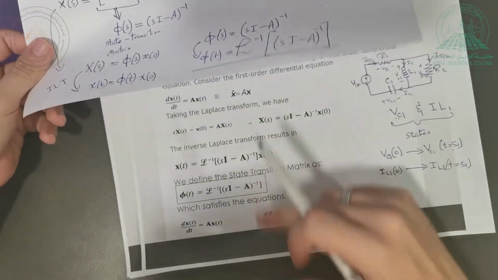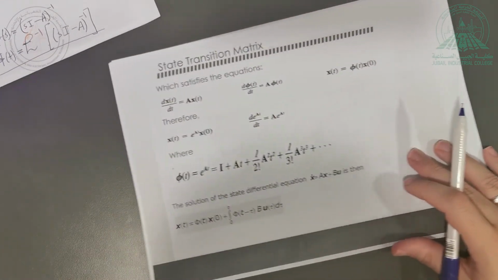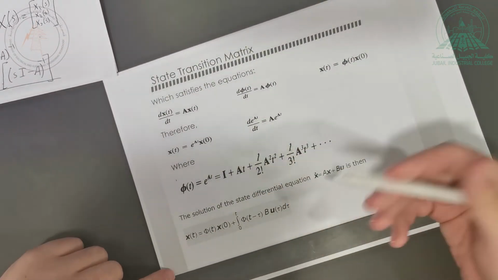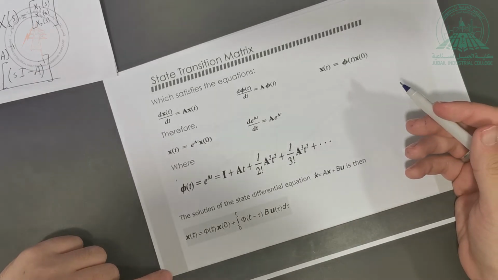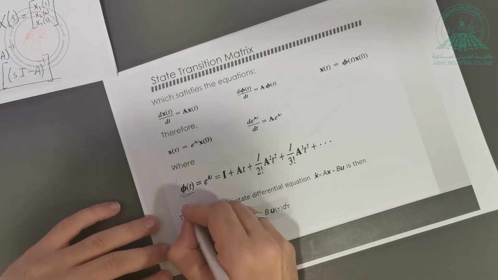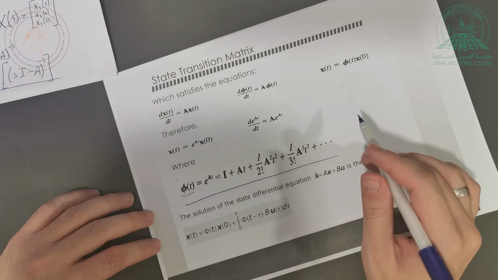Right? So here is basically the steps that we have shown. In this slide, this is just for information. He's saying the different ways you can get the value of phi of t, the state transition matrix. So you can use the Taylor series expansion, right? So don't worry about this. Okay.